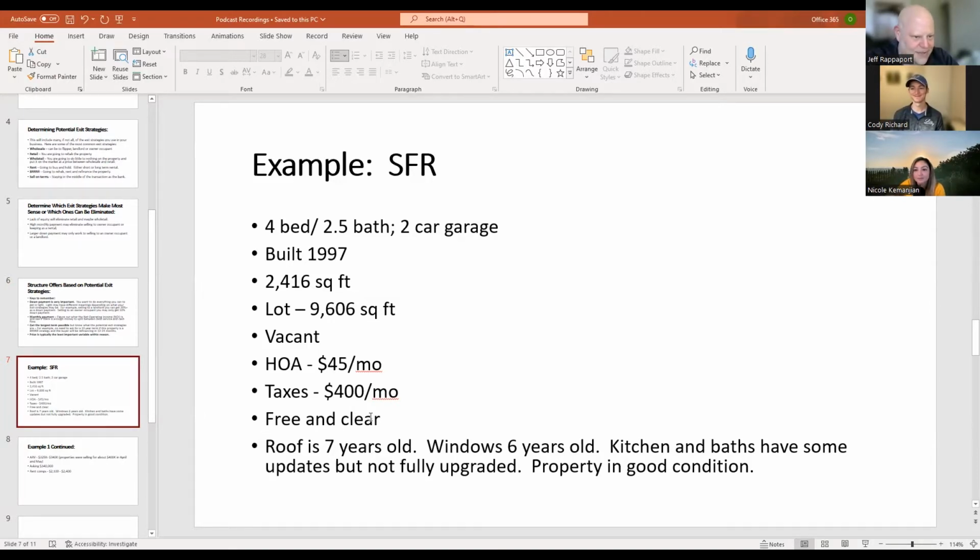I did this, this is a real lead, by the way. Is this in Texas with those taxes? Maybe you've seen this before. The roof's like 7 years old. The windows are 6 years old. So they've done some updating. But it's not retail-ish. It's nice, certainly livable. But they're not going to get top dollar for it today.